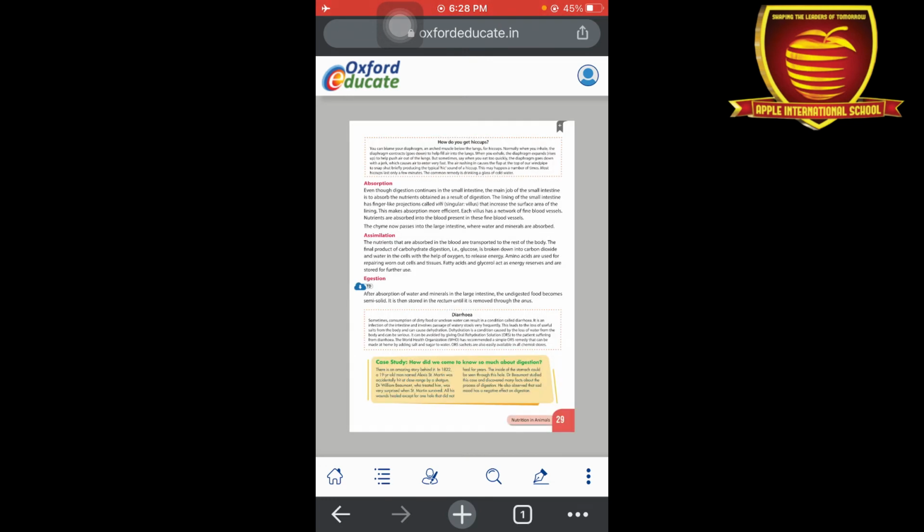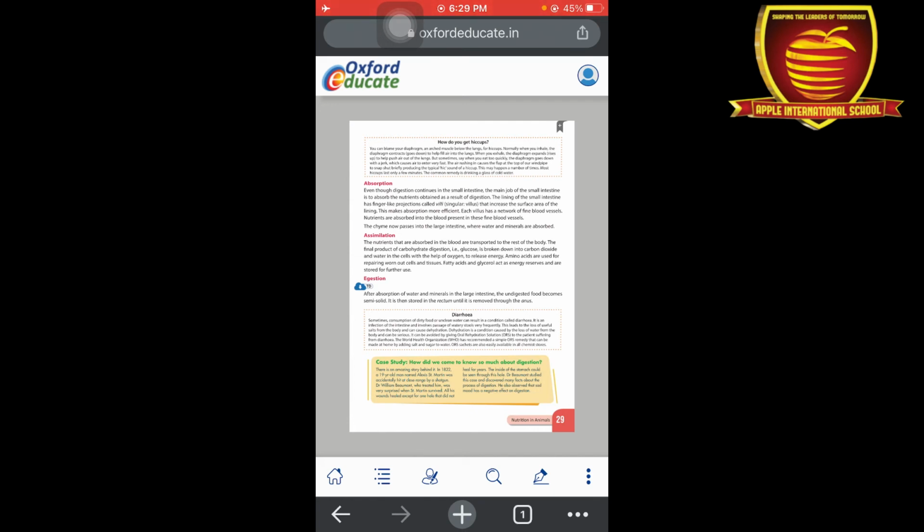And in the small intestine, after that, absorption. Here you can see, the first process is ingestion, second is digestion. The food is completely digested in the small intestine. Now the third process is absorption. In absorption, we absorb the important nutrients from that digested food, and we transfer those nutrients to all body parts.